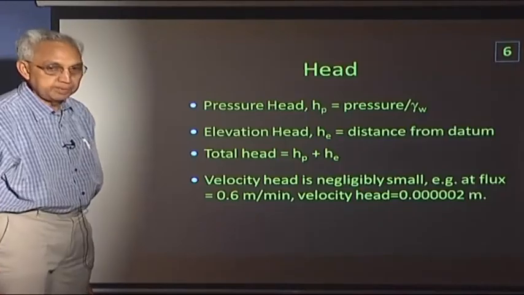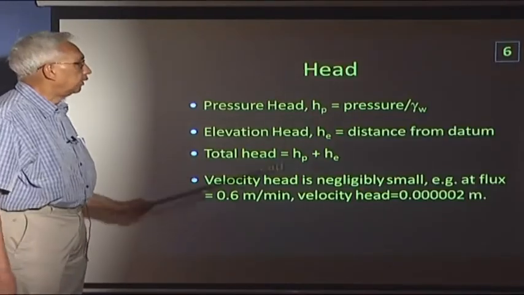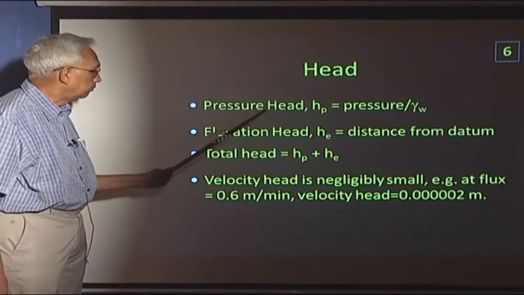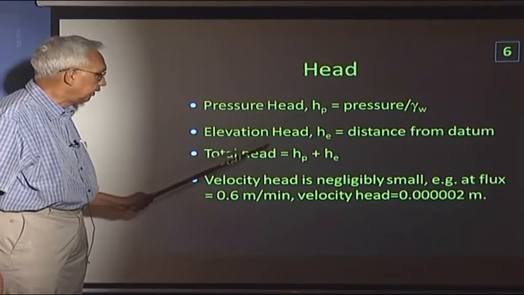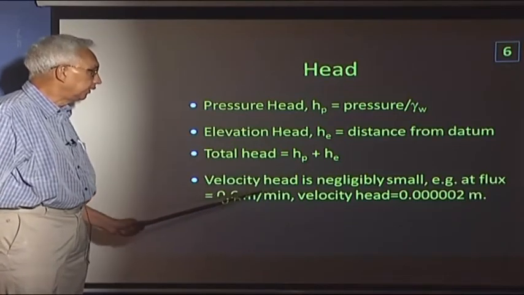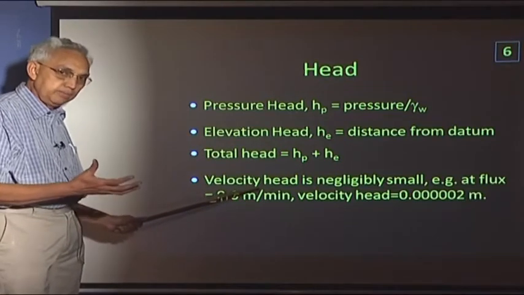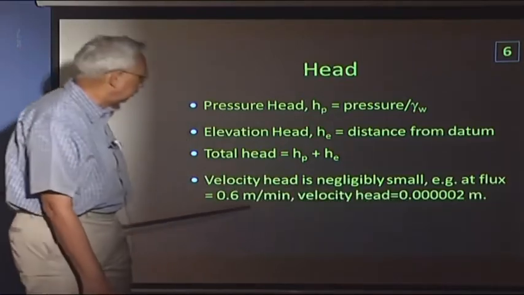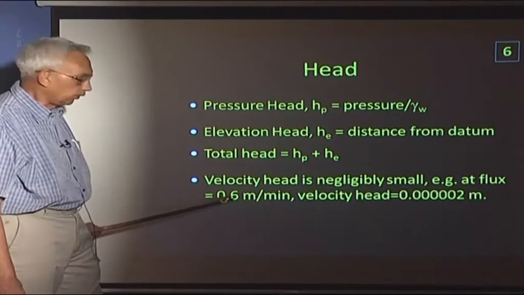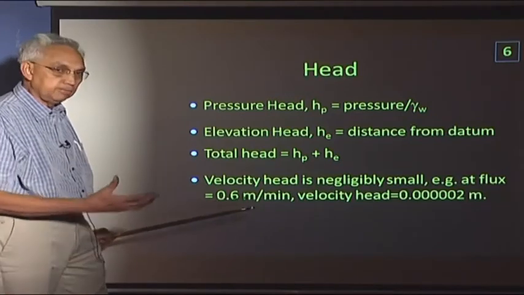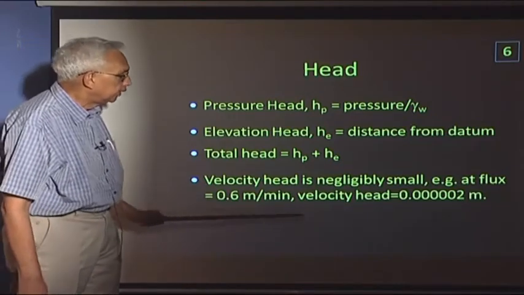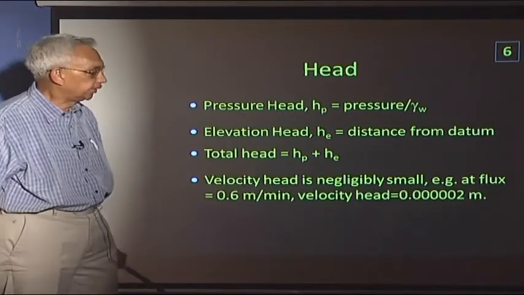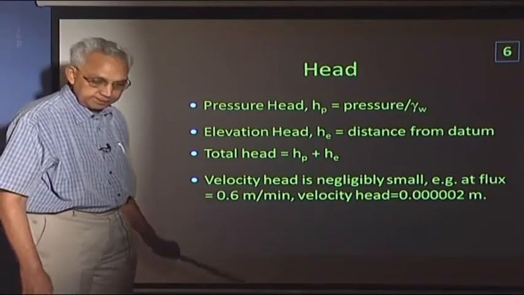So let's come to the basics of flow through soil. As I said, we need the total head, which consists of pressure head and elevation head, and they add up to this. The velocity head is so negligible. Normally the velocity through soil is very, very small, of the order of less than a meter per minute. So when I calculate the head, it is something like 10 to the power minus 6. So we neglect the velocity head.